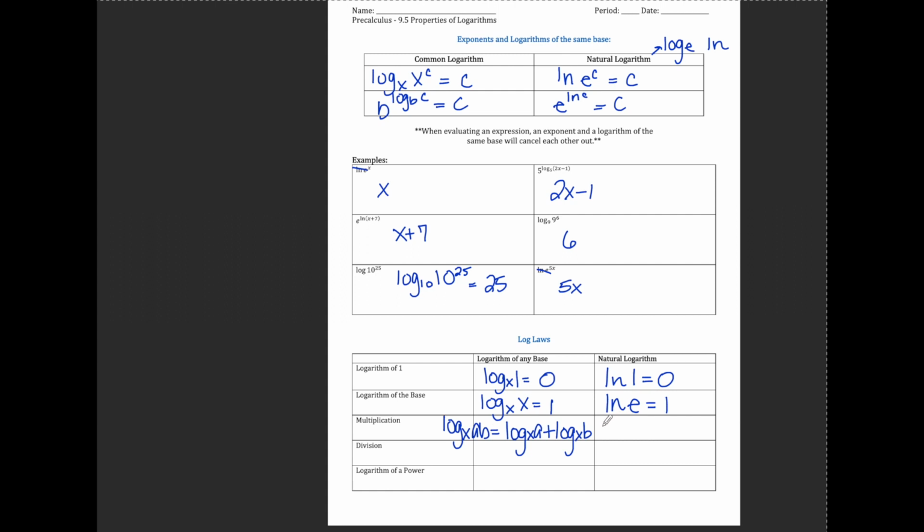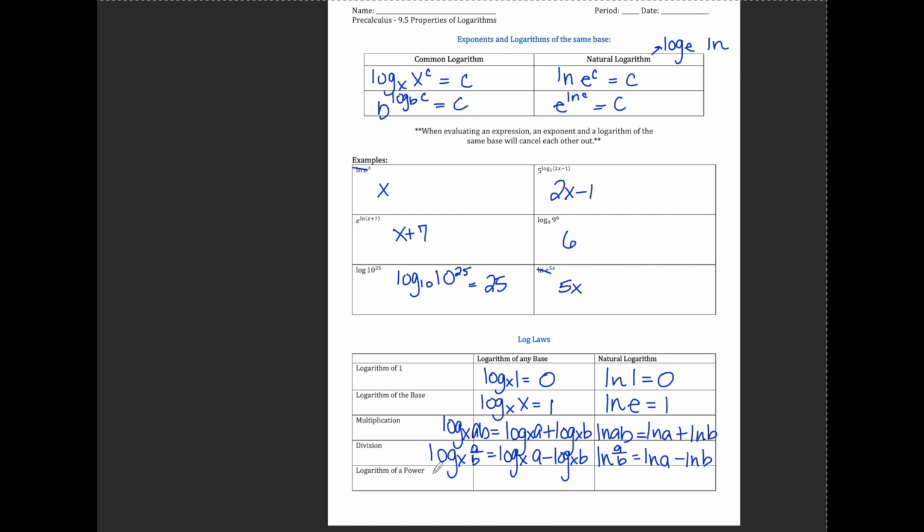The same thing applies for my natural logs. If I have ln of a times b, I can split that up into ln a plus ln b. For division, if I have log base x of a over b, so I'm taking the log of division, I can split that division up into subtraction. So this becomes log base x of a minus log base x of b. The same rule applies for ln's. So if I have ln of a over b, that becomes ln of a minus ln of b.